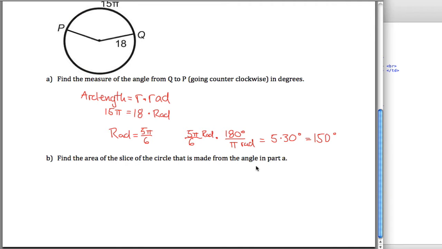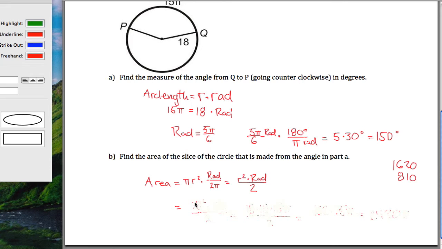Find the area of the slice of the circle that's made up from this angle. Okay, area, we have a formula for that also. I guess maybe I'll derive this one. The area of a circle is pi r squared, so the area of a slice of a circle is the fraction of the circle, which I can denote as the radians divided by 2 pi, times pi r squared. But the pi's cancel out, and so it's r squared times the radians divided by 2.